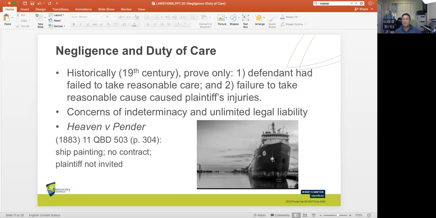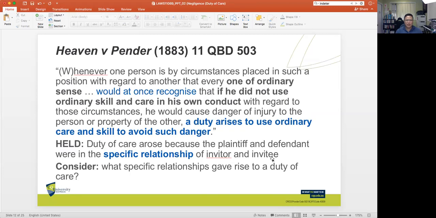So this was the first time that an additional element was added to the tort of negligence. To ground an action for the tort of negligence, it is no longer sufficient to prove that the defendant had failed to take reasonable care and that, on the basis of that failure, the plaintiff suffered injuries. It was also important to prove that there was a duty of care, and that it was a breach of the duty of care that effectively led to the harm caused to the plaintiff. So that was the case of Heaven versus Pender.